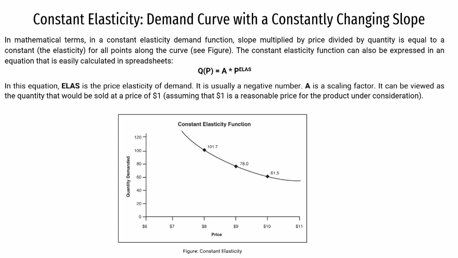Scaling factor is nothing but the base of the equation, and we will have elasticity instead of the slope. So, the quantity demanded can be visualized with this formula: Q(P) equals A multiplied by price to the power elasticity, where A is the scaling factor and elasticity is the price elasticity at that particular price point.